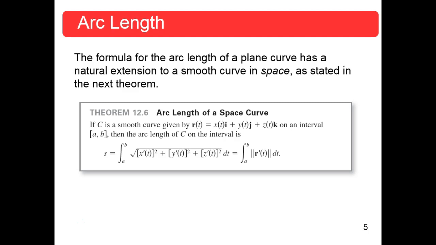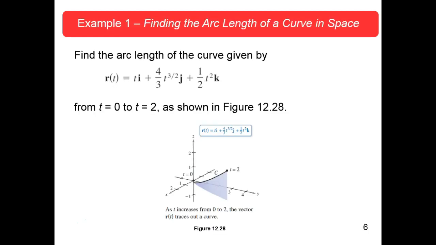All right. That in mind, let's do example 1. And by the way, example 1 can be viewed at larsoncalculus.com for an interactive version of that type of example. So let's do example 1. Boy, jump right into it here, don't they? Find the arc length of the curve given by t i plus 4/3 t to the 3/2 j plus 1/2 t squared k.